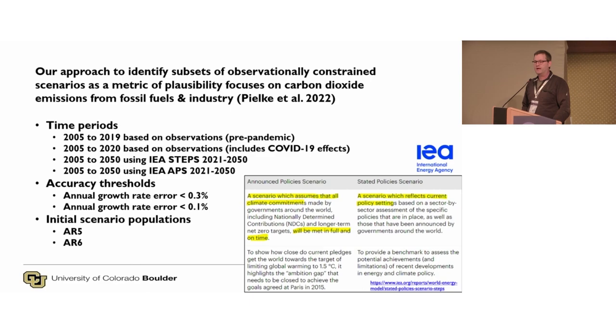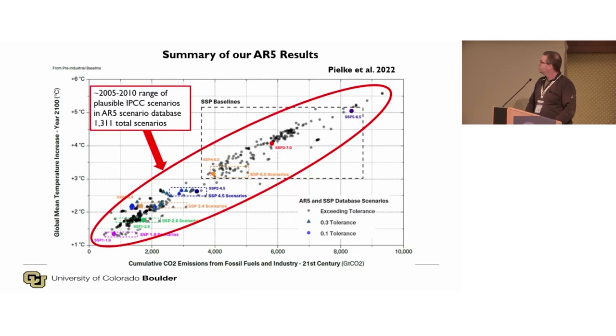We use multiple accuracy thresholds for annual growth rates. And we've looked at the scenarios of the AR5, and I'll show you today for the first time the scenarios of the AR6. So this figure, this is one of my favorite figures that I've had a chance to develop. This shows all of the AR5 scenarios, 1,300 scenarios plus. They're arrayed based on temperature change on the vertical axis in 2100 and cumulative carbon dioxide emissions on the horizontal axis. And I put the red oval around it.